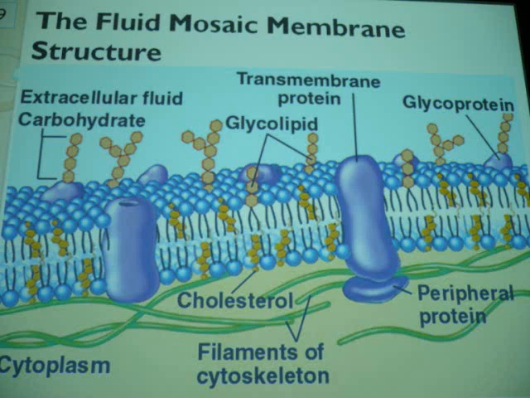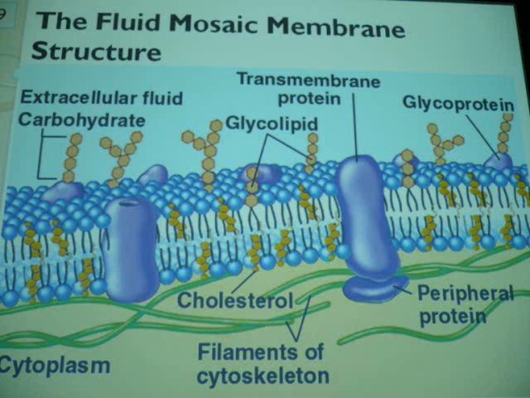Now, if you just have the glyco sticking out of these blue things, that would be your glycolipid. The blue things are your phospholipids. All the blue cannonballs are the phospholipids. You see the legs hanging off of them? All these blue things have two skinny legs. And the skinny legs hate water. But the blue heads love water.